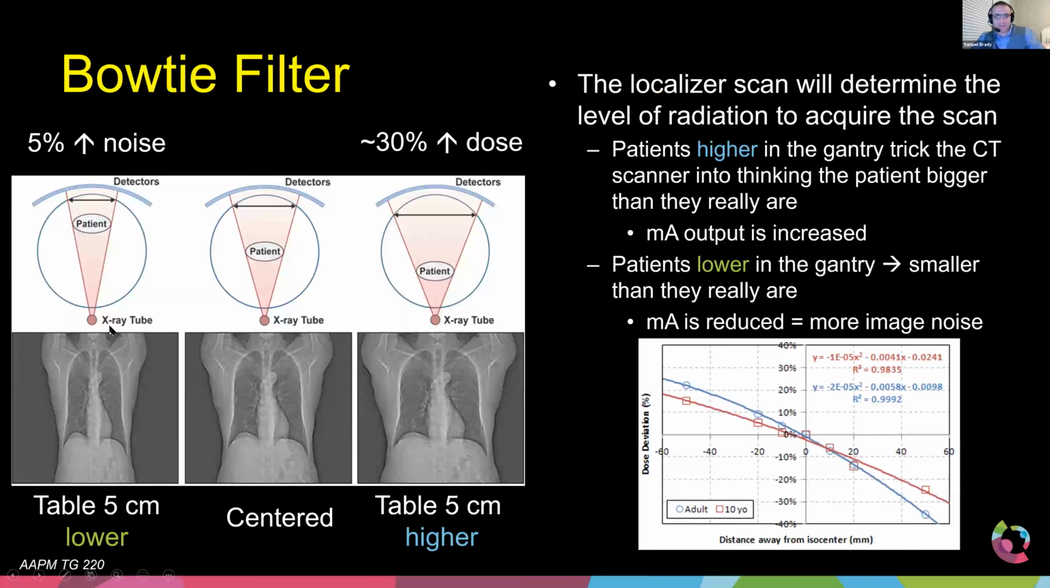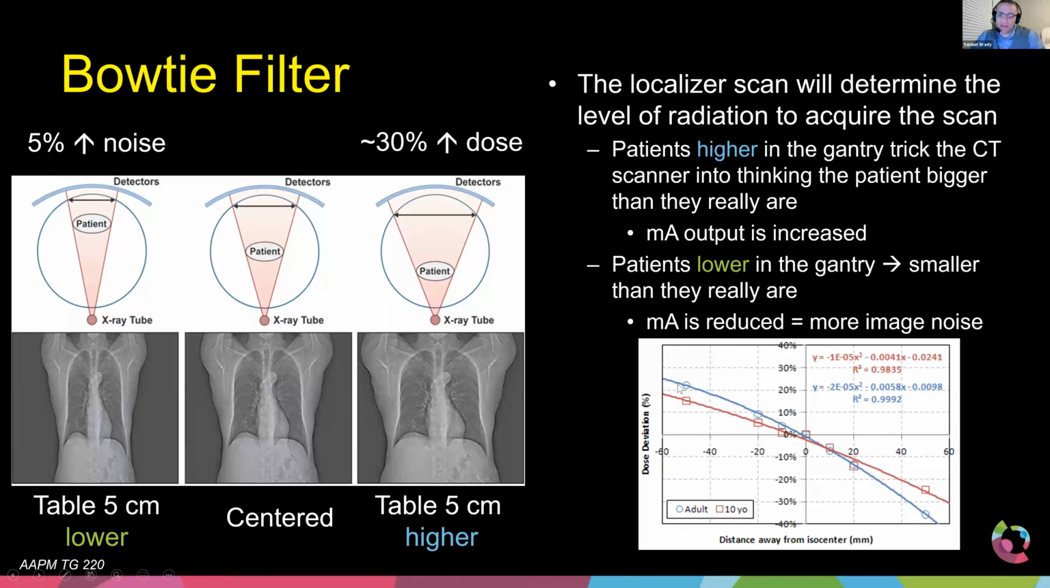Dr. Panutai mentioned what happens if you put a little teeny baby on the scanner and you don't build it up with blankets, they just kind of sink down. Well, that means if the patient is too low, closer to the detector than the X-ray tube, they're going to appear a little smaller. Now, the system will think, well, if it's smaller, I don't need to use as much radiation. So the patient actually will get less radiation. So maybe that's a good thing, but the noise will go up.